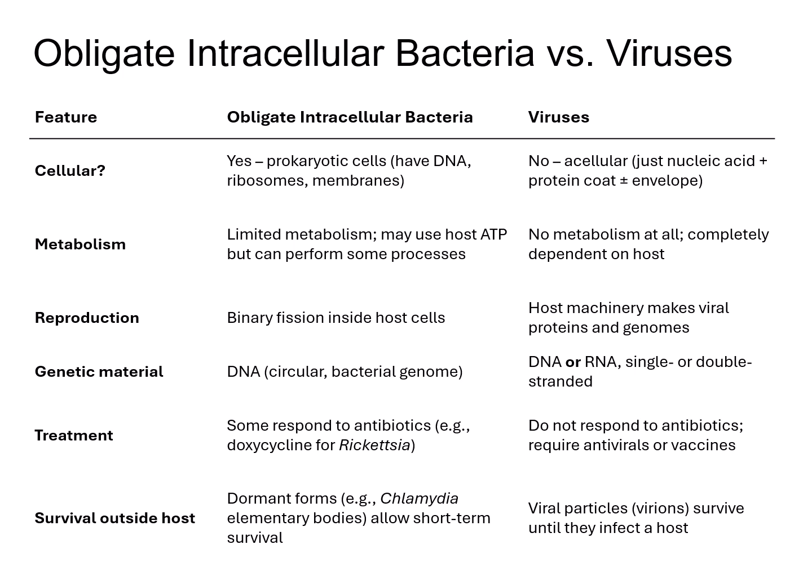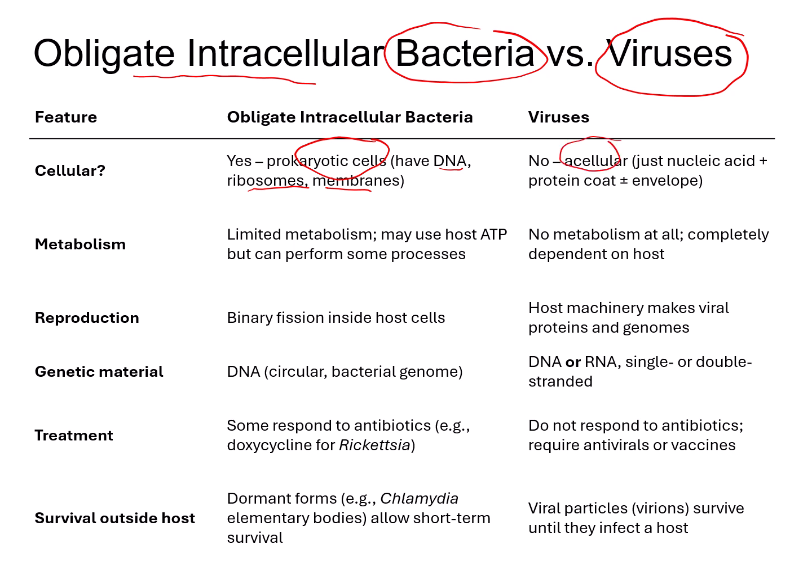And I wanted to compare these viruses to some obligate intracellular bacteria that we talked about in a previous chapter, because both of these can be obligate intracellular parasites. So why are bacteria considered cells and alive, whereas viruses are not? So bacteria are cells. They're prokaryotic cells because they still have DNA and basic structures like ribosomes and cell membranes, whereas viruses do not. They're acellular.